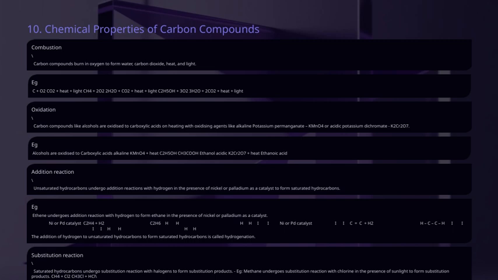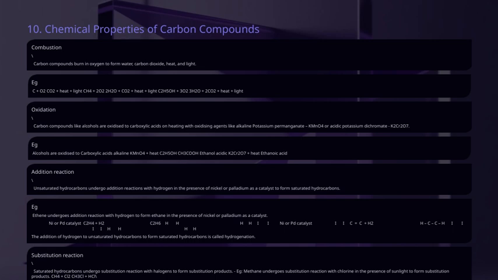Finally, let's talk about combustion. Carbon compounds, whether they are hydrocarbons or alcohols, tend to burn in oxygen. When they do, they produce carbon dioxide, water, and release heat and light. For example, methane burns with oxygen to produce CO2 and H2O, releasing energy. Similarly, ethanol burns to give carbon dioxide and water, along with heat and light. This process is fundamental because it releases energy stored in chemical bonds, making it vital for energy production.